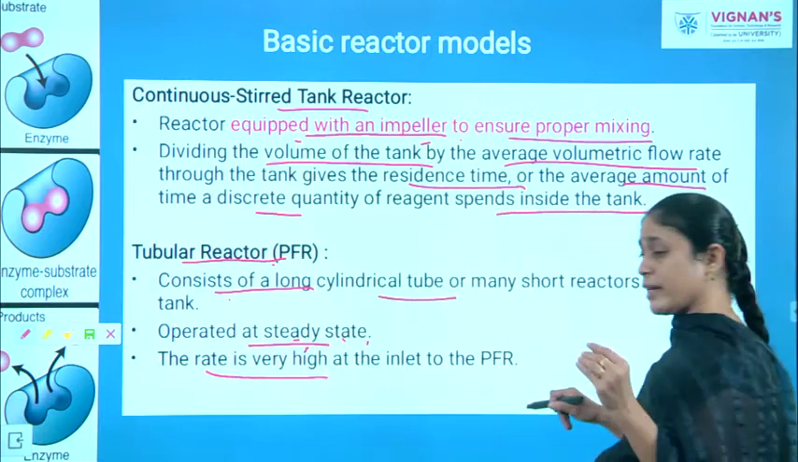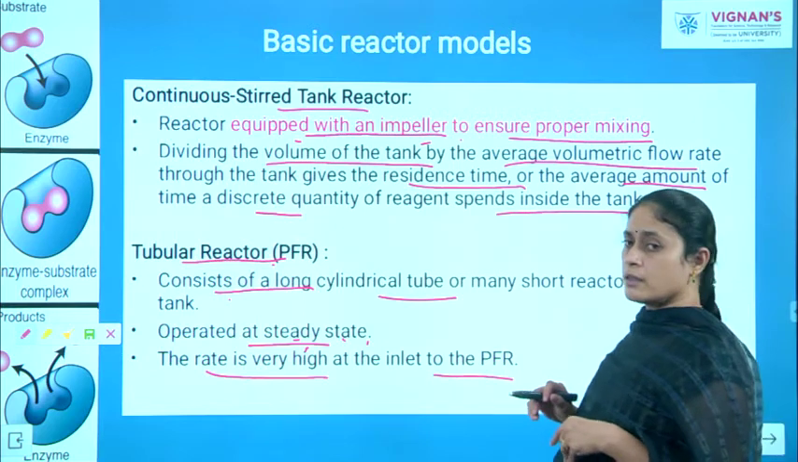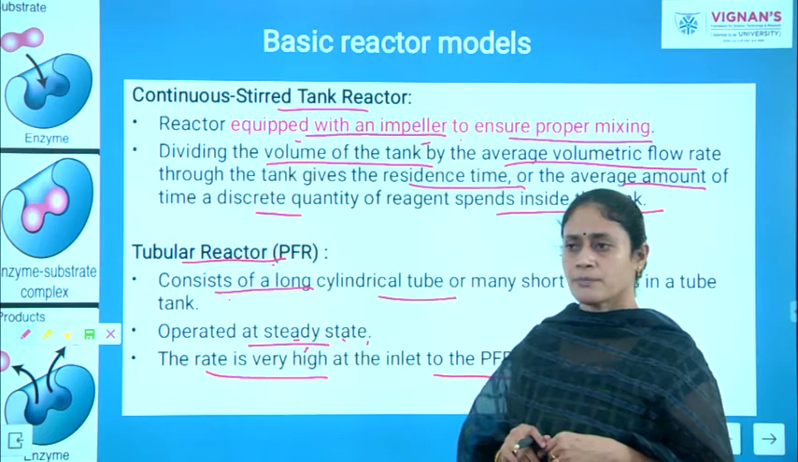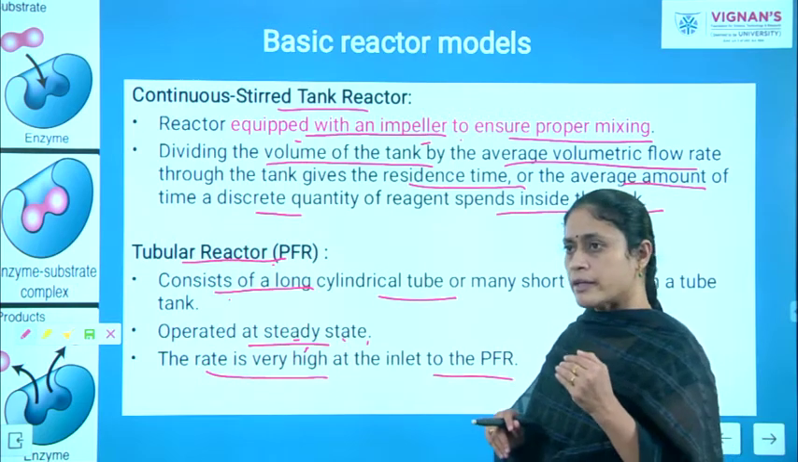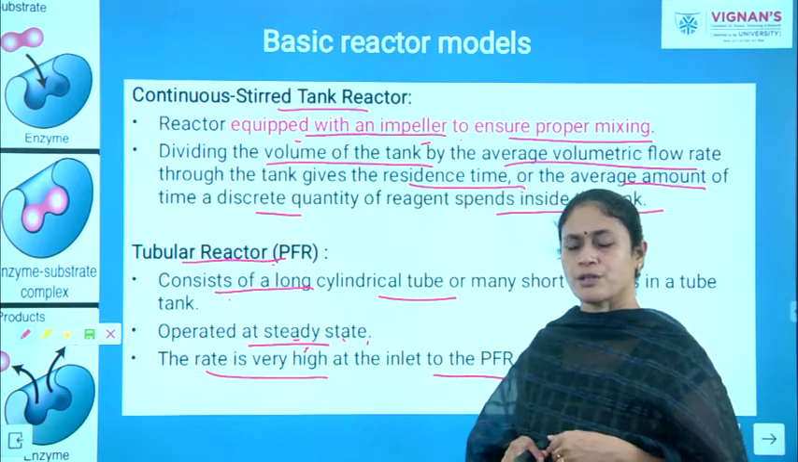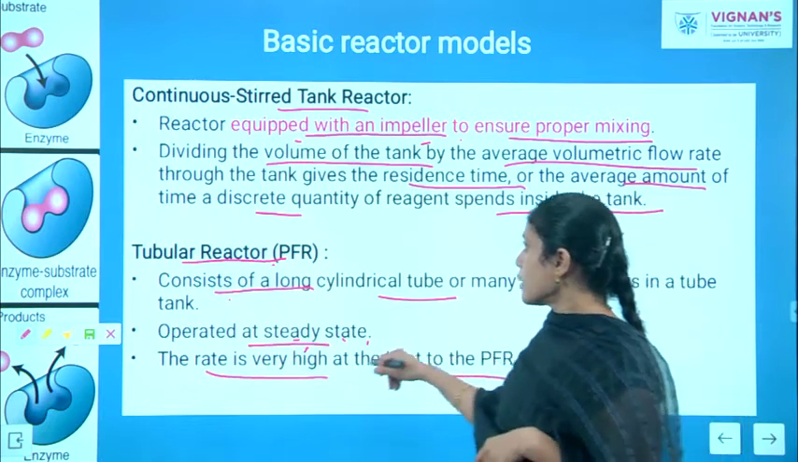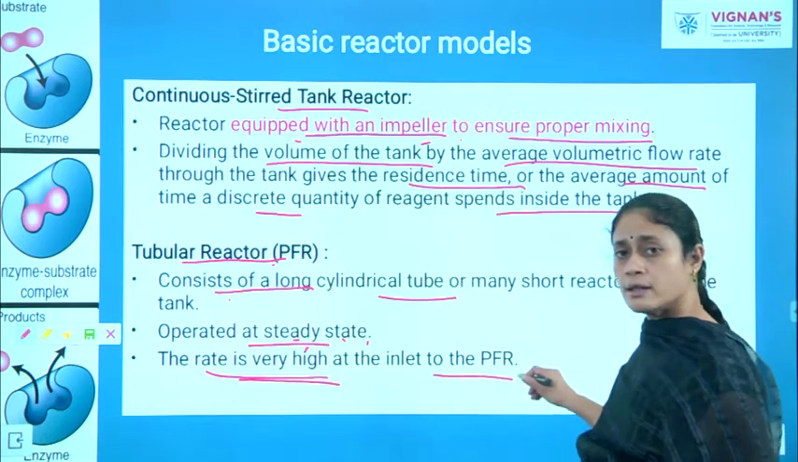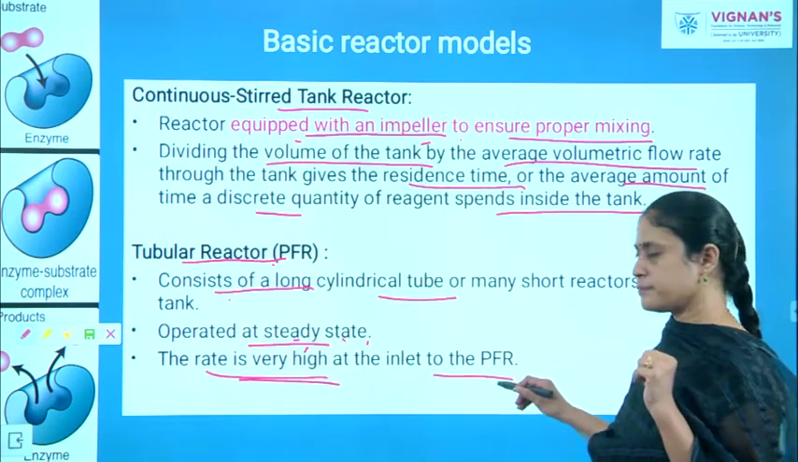And the rate is very high at the inlet to the PFR. In the case of the continuous stirred tank reactor, you measure the reaction rate based upon the concentration of your product at the outlet. Whereas in the tubular reactor, the rate is very high at the inlet of the plug flow reactor.